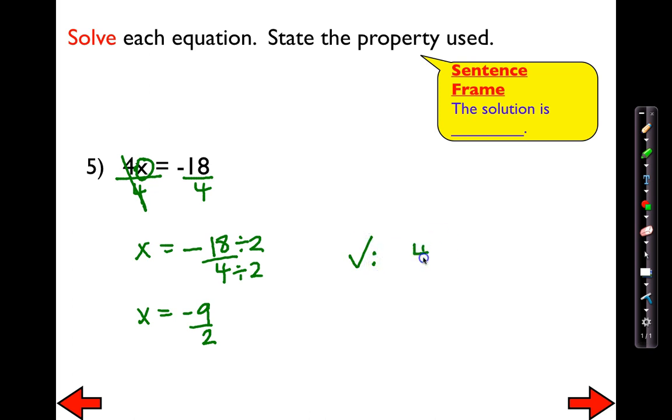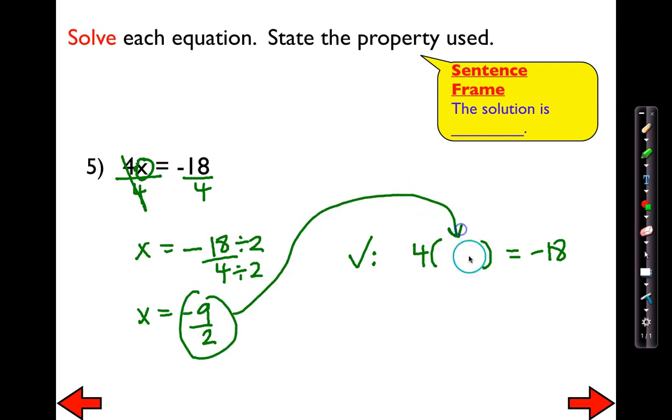So we're going to do 4 times the value for x, putting parentheses there, equals negative 18. Now I'm going to plug in my value for x, which is right here. I'm going to plug that in, which is a negative 9 over 2. So we're going to have to basically multiply these two numbers together. I'm going to need some side work. I'm running out of space, so I'm going to do it right here.